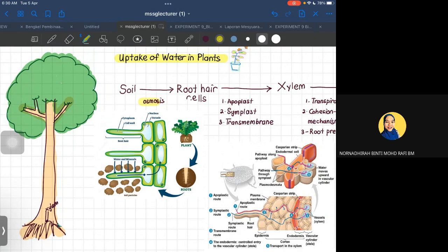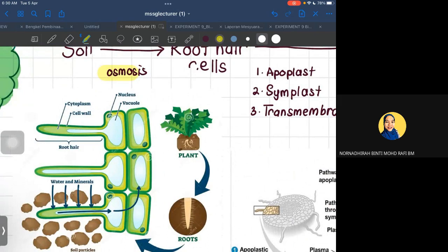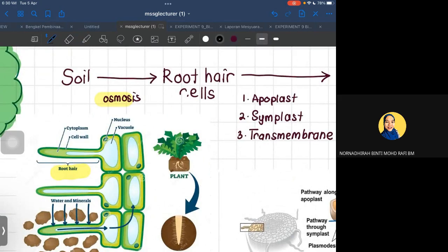If you look at here, let us look at the root hair first. The root hair is basically an extension of the root cell. The function of the extension is to increase the absorption of water and mineral ions. From the surrounding soil, I use the term surrounding soil because we are talking about the soil which is nearby to the root. We are not talking about soil in other countries or other places. We are talking about the soil which is nearby to the root.